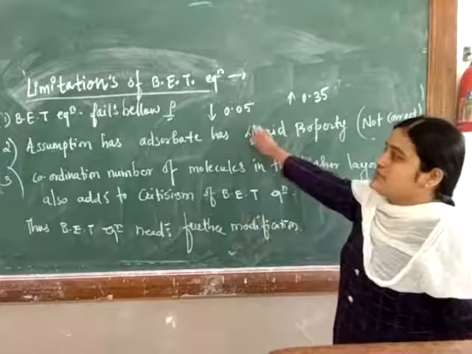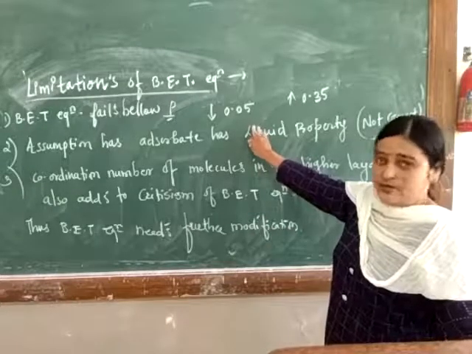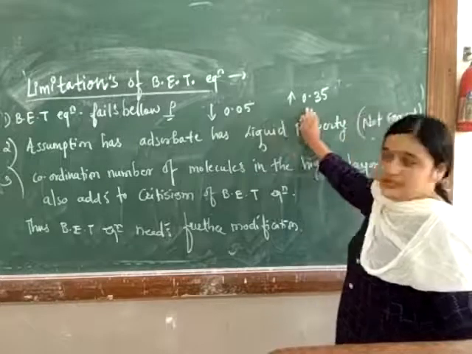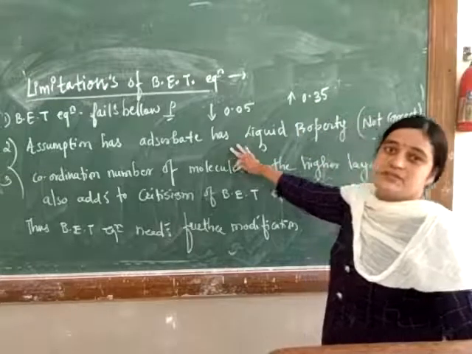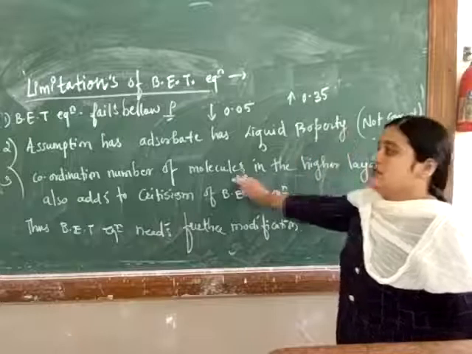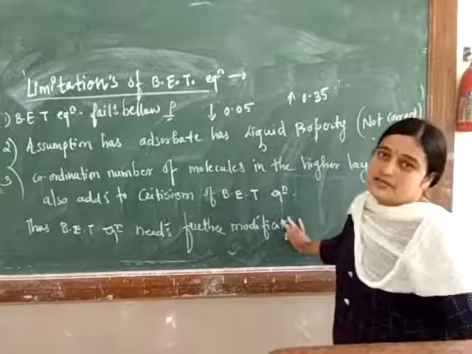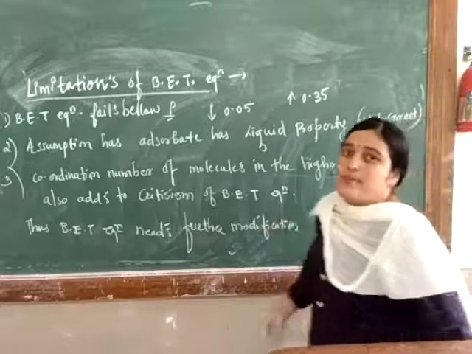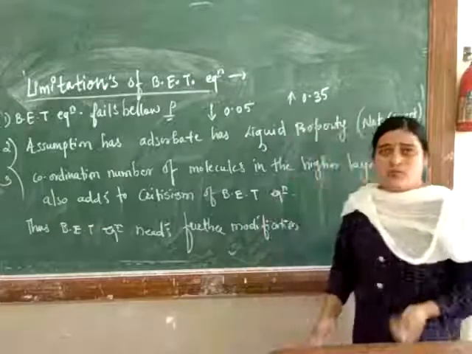So first of all, the BET equation fails below some pressure value and above also, that is below 0.05 it is invalid and above 0.35 also it is invalid. One assumption indicates that they have liquid properties, which is incorrect in nature. Third, the coordination number of molecules in the higher layer also adds to the criticism, which is invalid. So based on all this, the BET equation needs further modification.